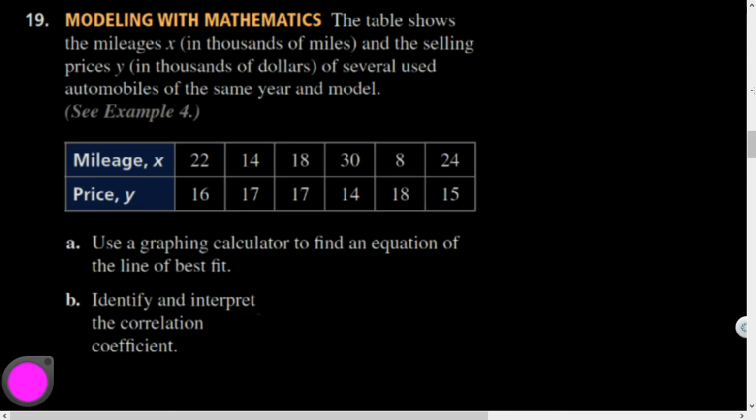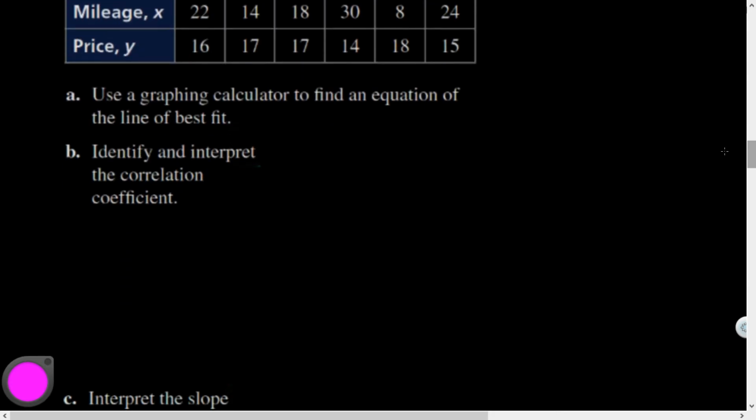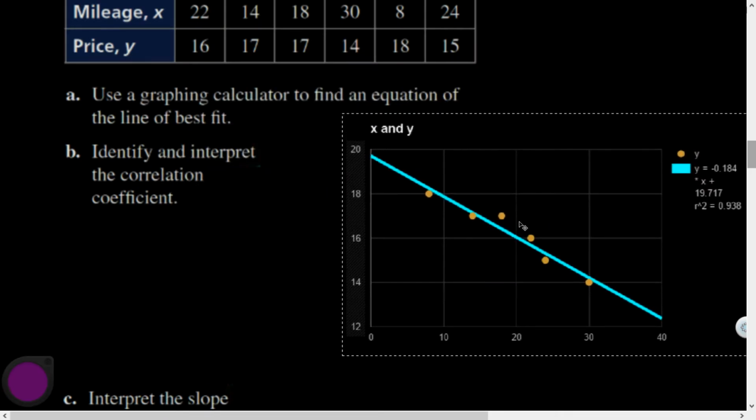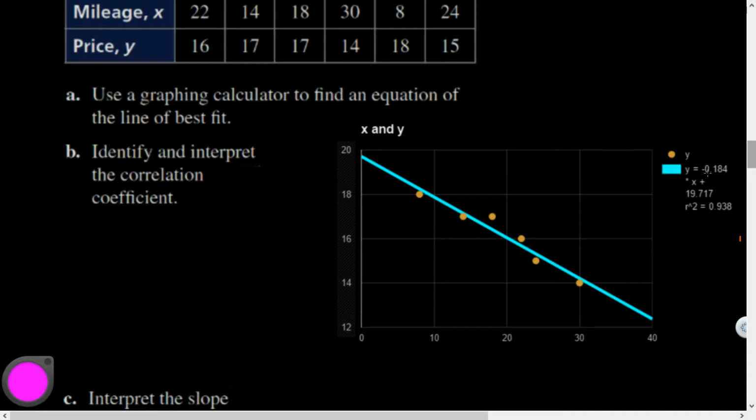And here we go. Where's my scroller? There it is. All right, here is our graph. Here is our equation. Let's make sure we got this right. This point is 30, 14. So 30, 14 right there, right? That corresponds to that. So the X is the mileage and the Y is the price.